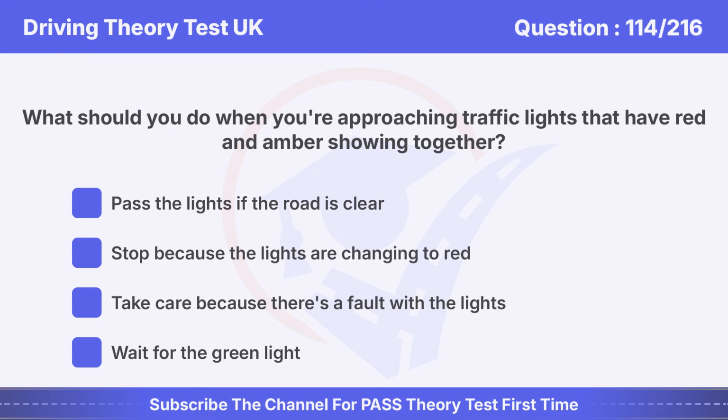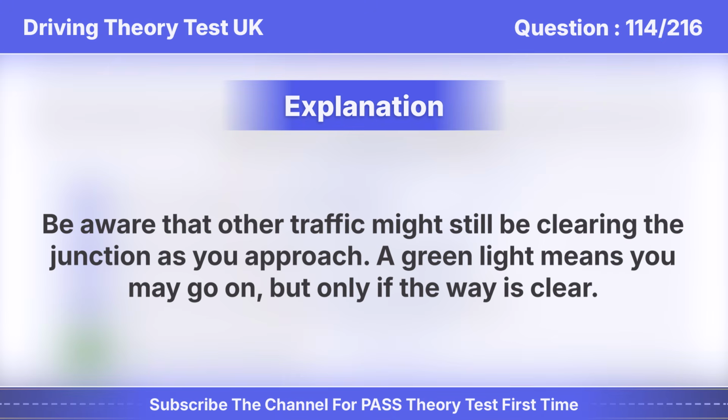Question 114. What should you do when you're approaching traffic lights that have red and amber showing together? Answer is D. Wait for the green light. Be aware that other traffic might still be clearing the junction as you approach. A green light means you may go on, but only if the way is clear.